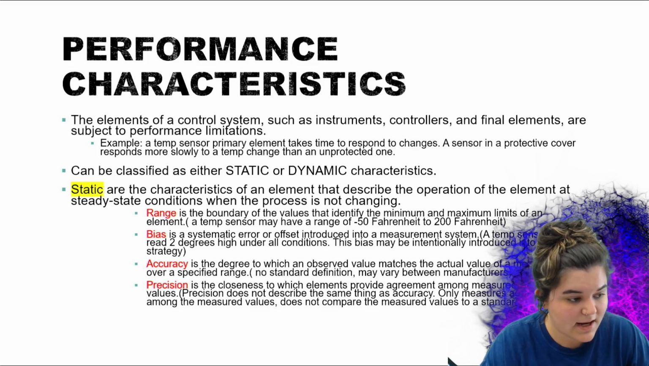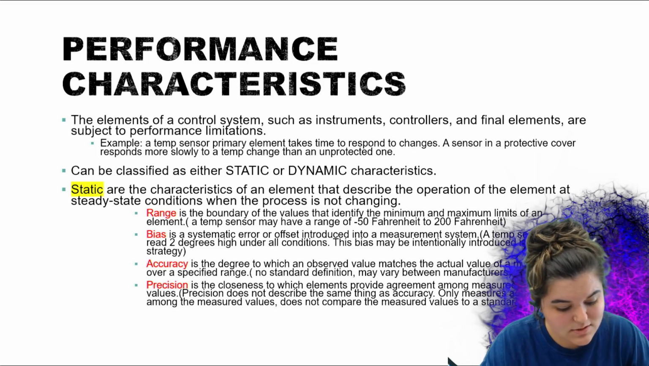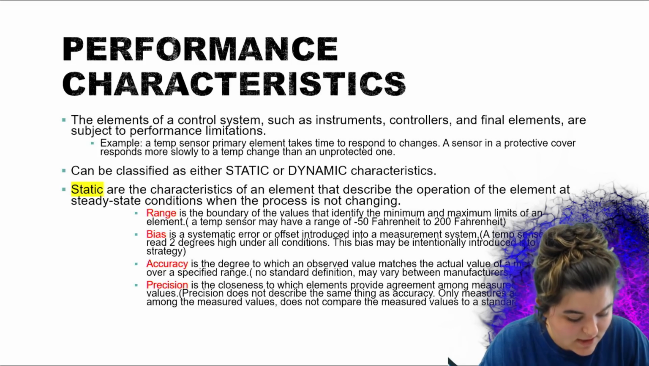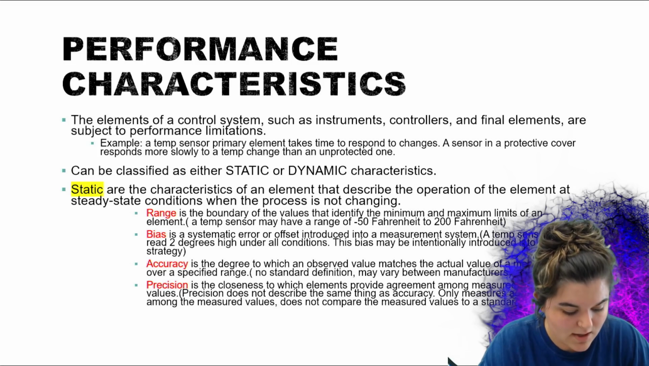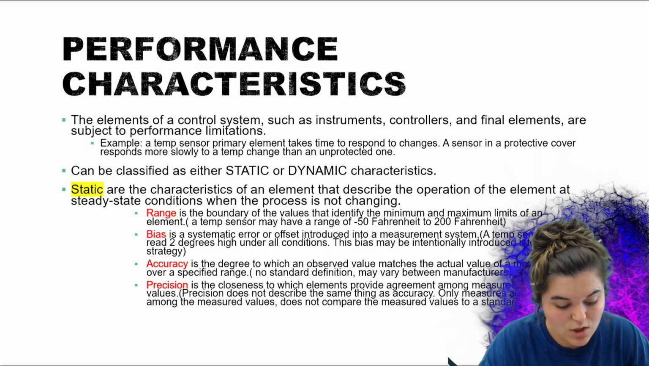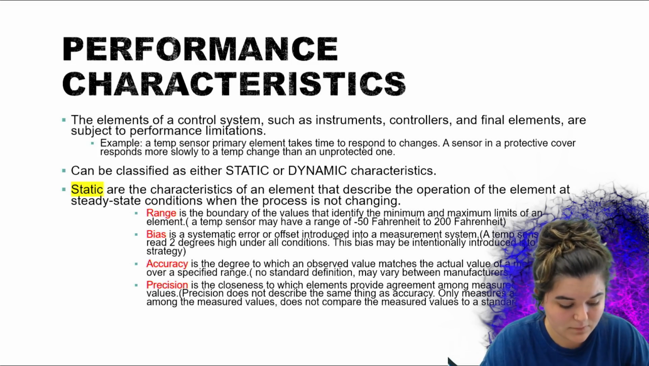Bias is a systematic error or offset introduced into a measurement system. A temp sensor may read 2 degrees high under all conditions. This bias may be intentionally introduced into control strategy. Accuracy is the degree to which an observed value matches the actual value of a measurement over a specified range. No standard definition, and it may vary between manufacturers.